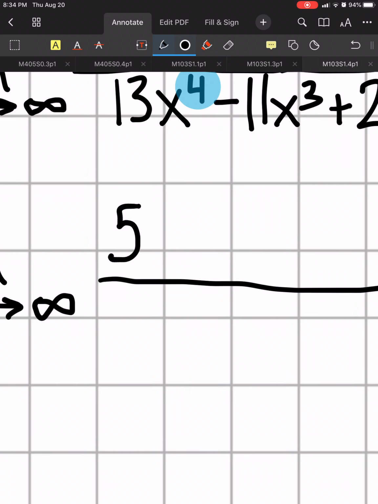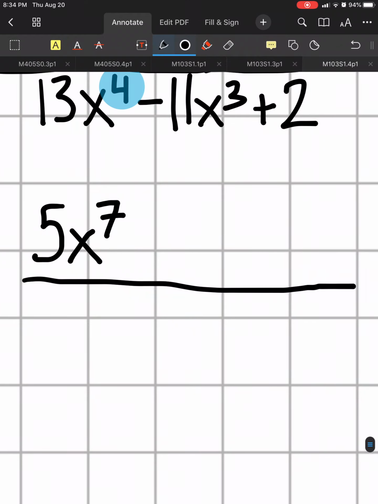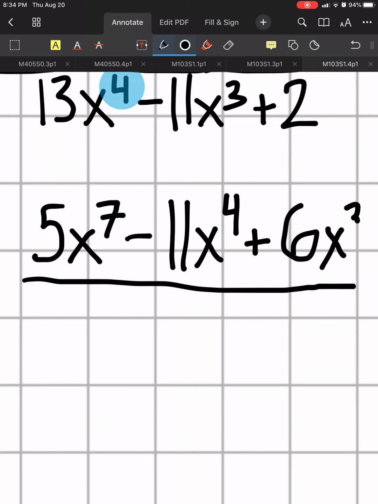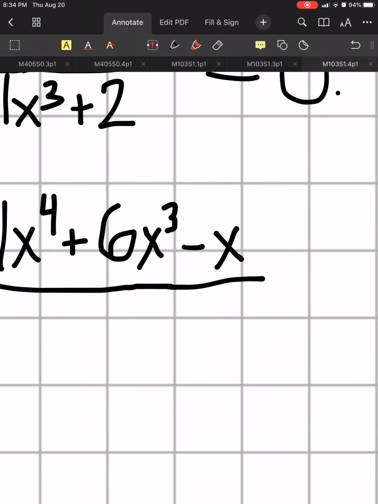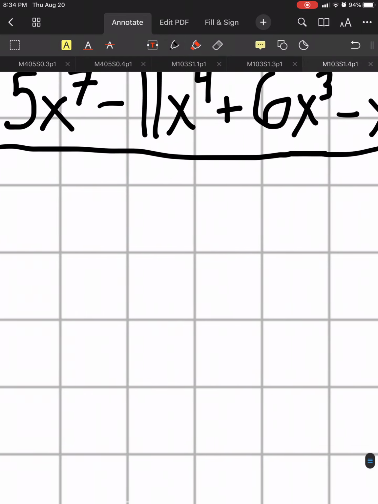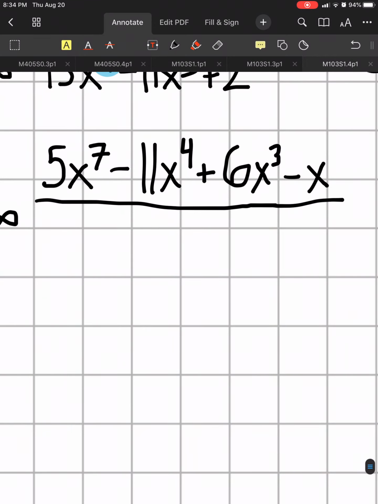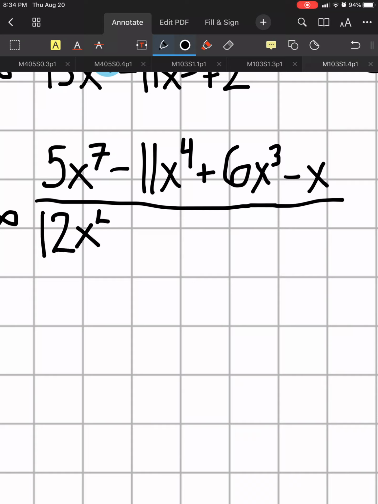Okay, so 5x to the 7th already looks good, doesn't it? Minus 11x to the 4th plus 6x cubed minus x. And on the bottom, we will have 12x to the 4th plus x cubed plus 12x squared plus x plus 12.